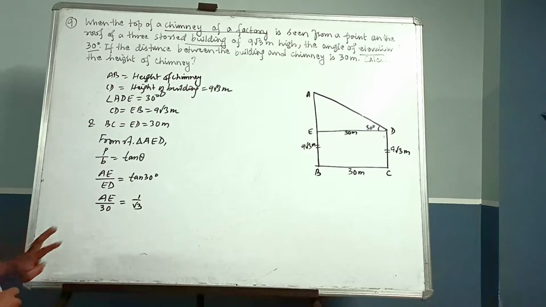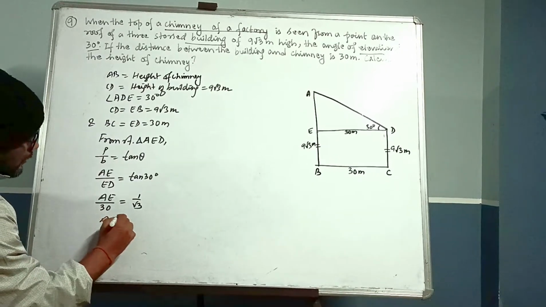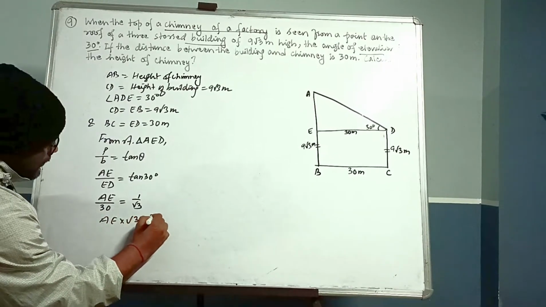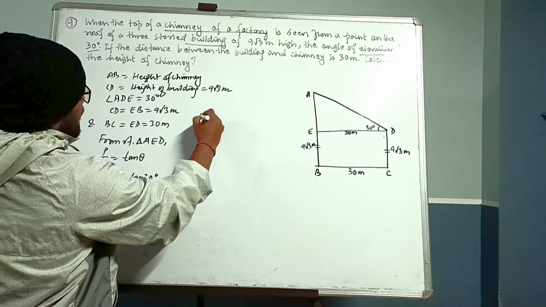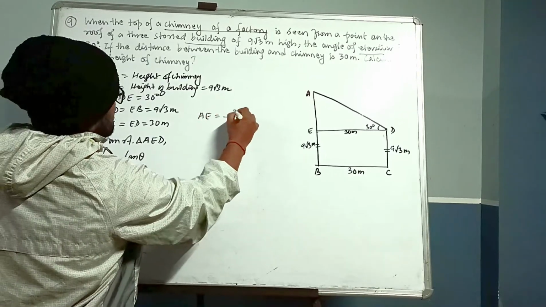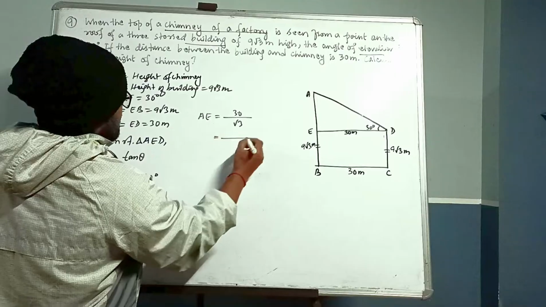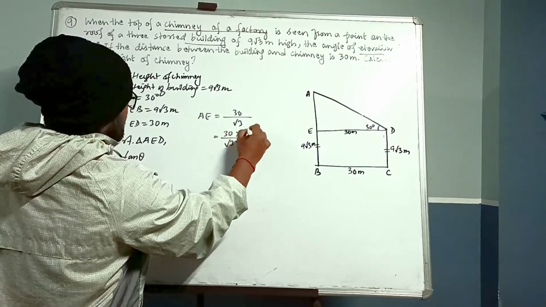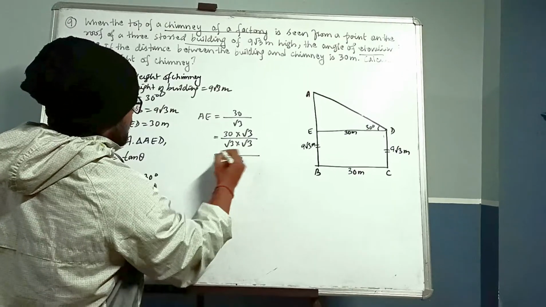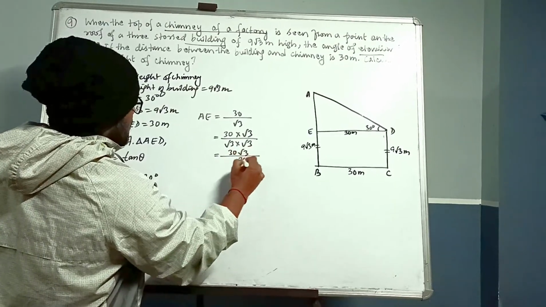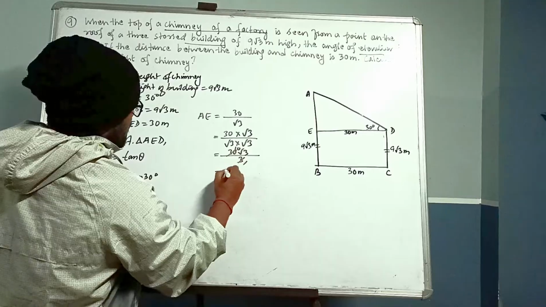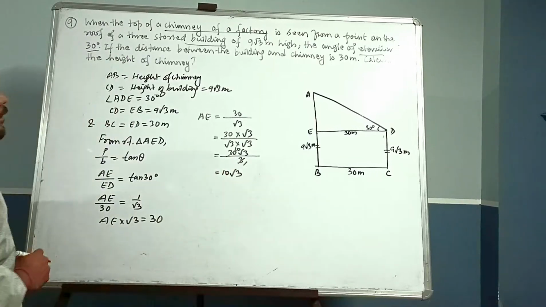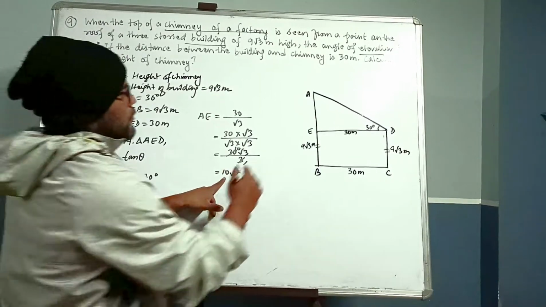Now what are we supposed to do? Just cross multiply and rationalize. So AE equals 30 upon root 3. Rationalize it by root 3. So you will get 30 root 3 upon 3. 3 ones are 3, 3 tens are 30. So the value of AE equals 10 root 3.